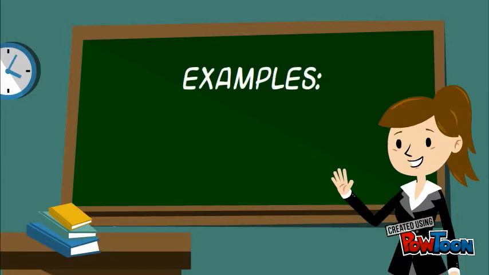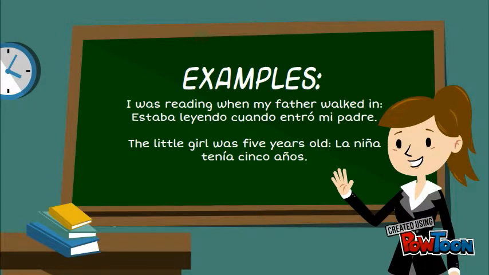Some examples of imperfect tense would be I was reading when my father walked in, which translates to estaba leyendo cuando entró mi padre, entró being the preterite verb, and the little girl was 5 years old. La niña tenía 5 años.